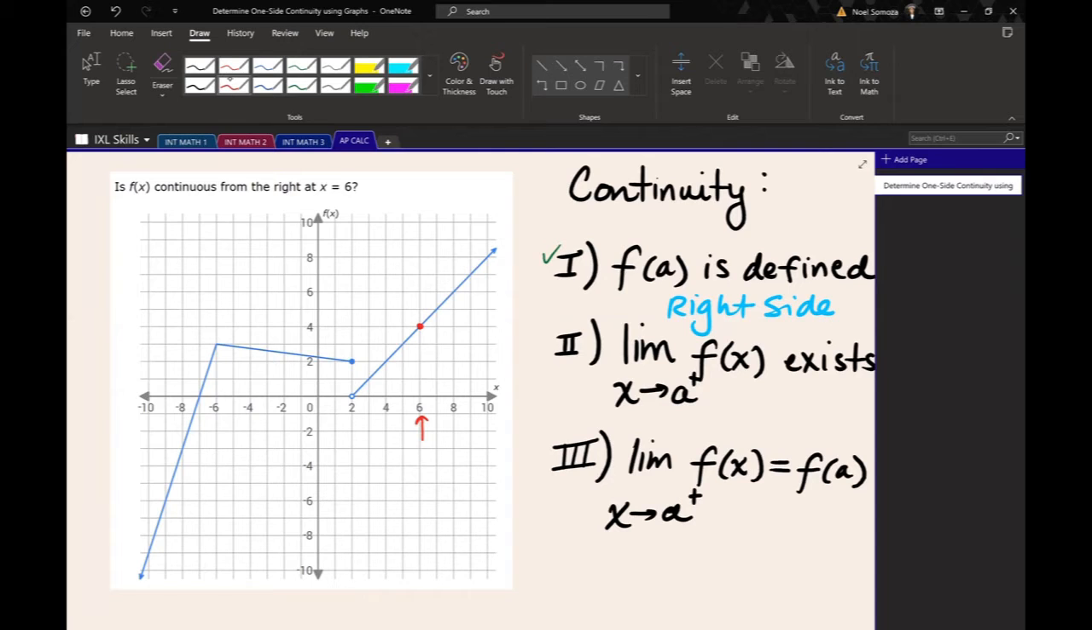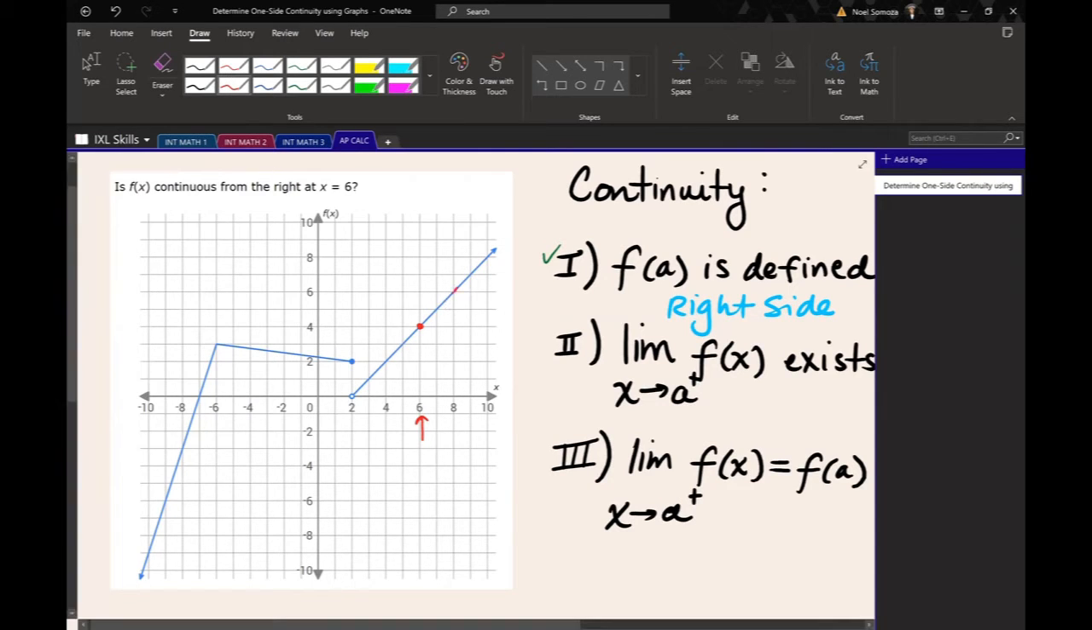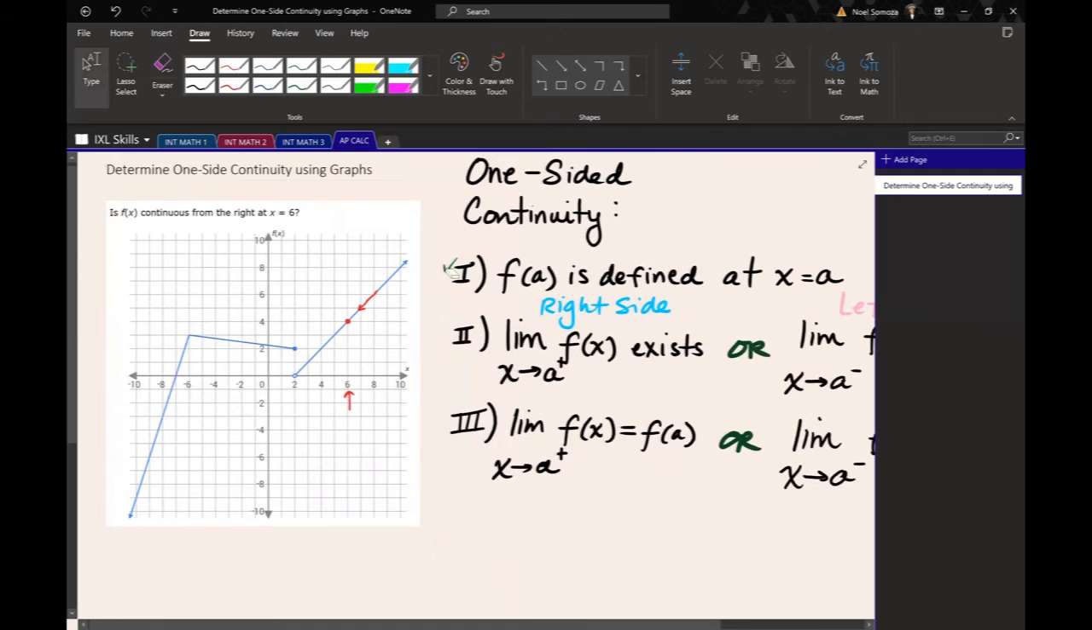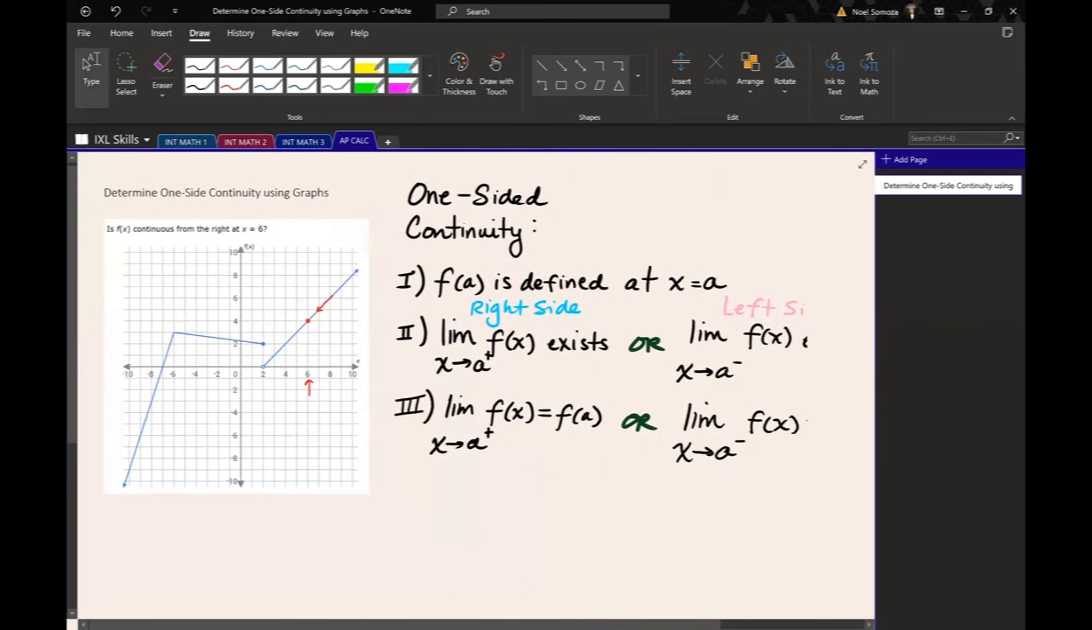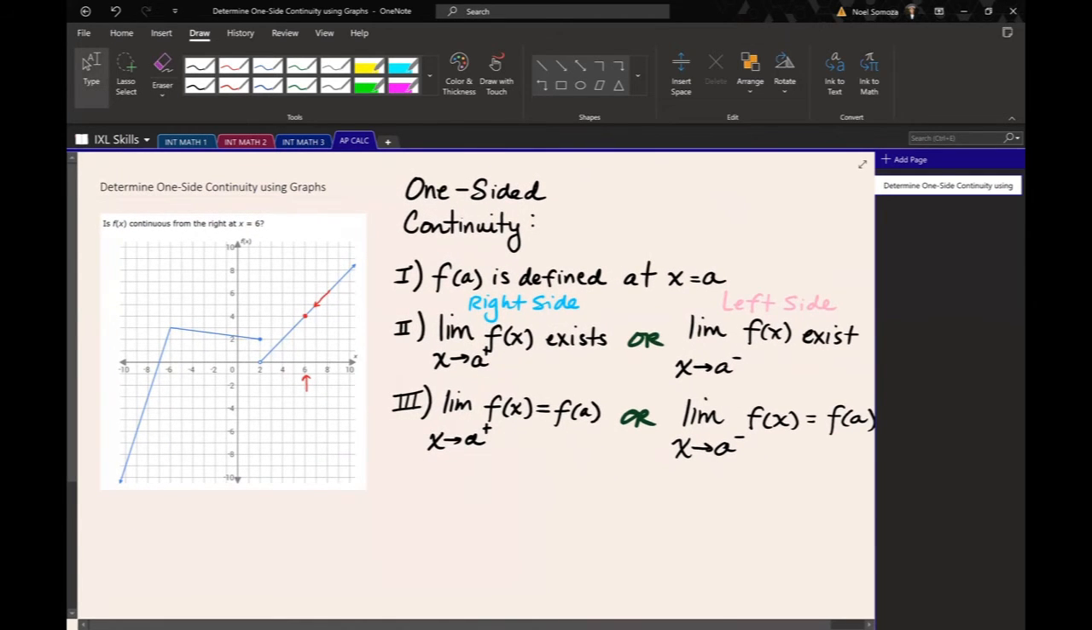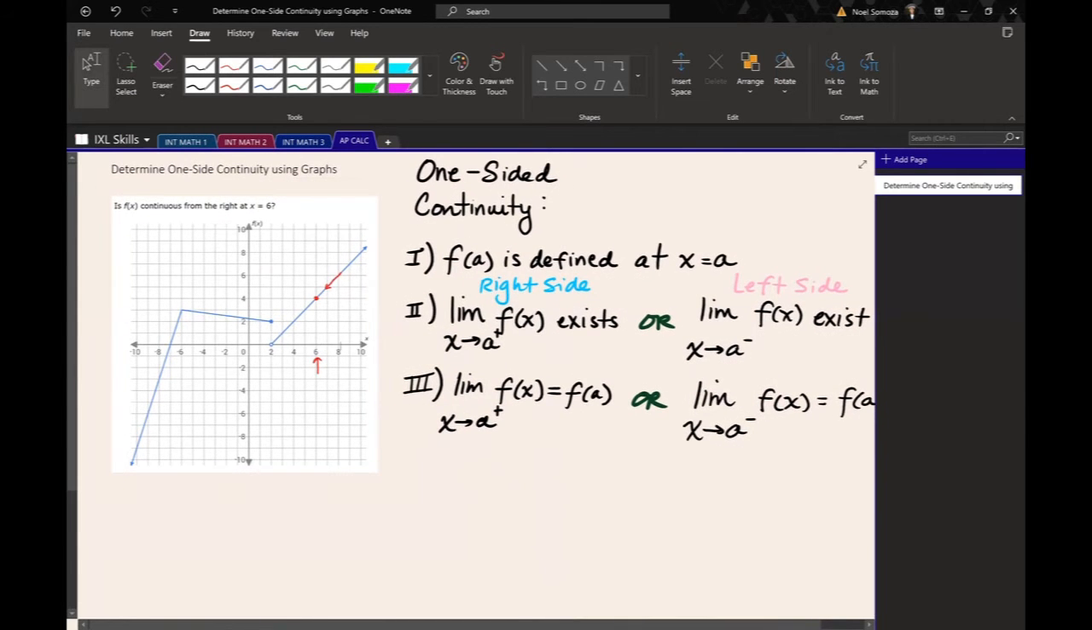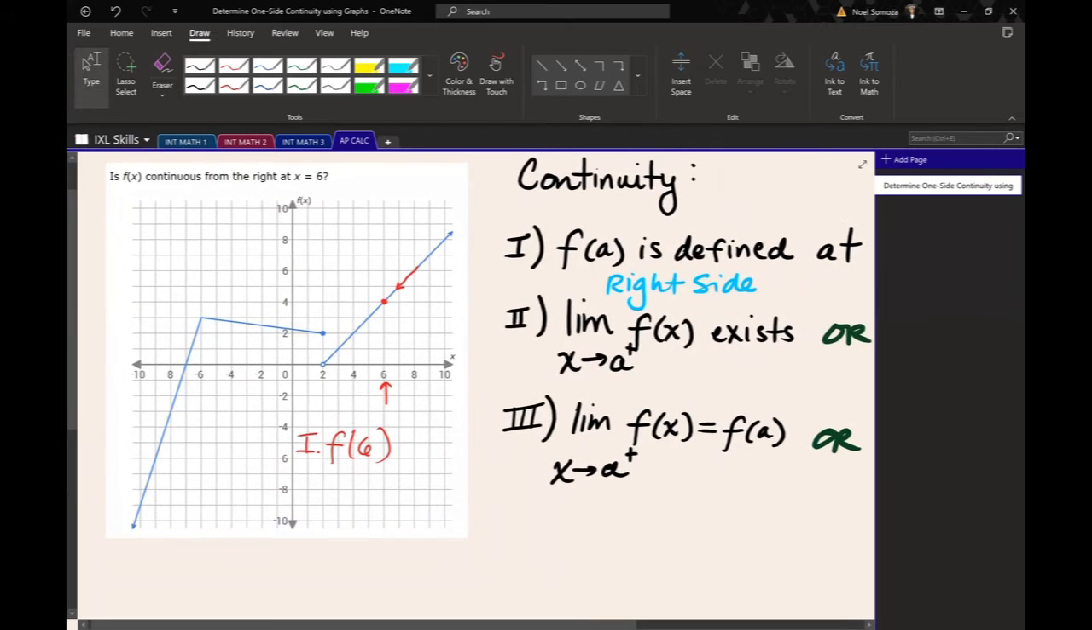And we're focusing on the continuity coming from the right side. So we're only going to focus on the direction coming from the right. All right, so let's begin. We want to first identify, is f of a defined when x is equal to a? In this case, x is equal to 6. So do we have an output for f of 6? This would be part 1 of our definition of continuity, and it looks like we do. We have an output, it is defined. The output would be 4.